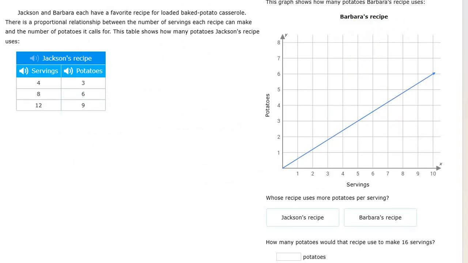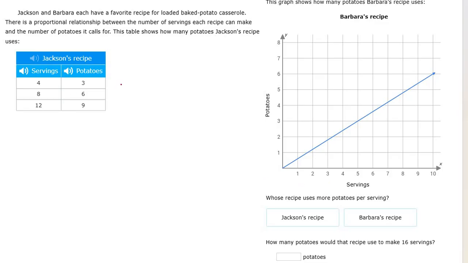Jackson and Barbara each have a favorite recipe for the loaded baked potato casserole. You can read the rest, but it's a proportional relationship. So that just means both the graphs go through the origin. So Jackson has 4 servings for 3 potatoes, and we can see this kind of doubling each time, and we're going to compare it to the graph.